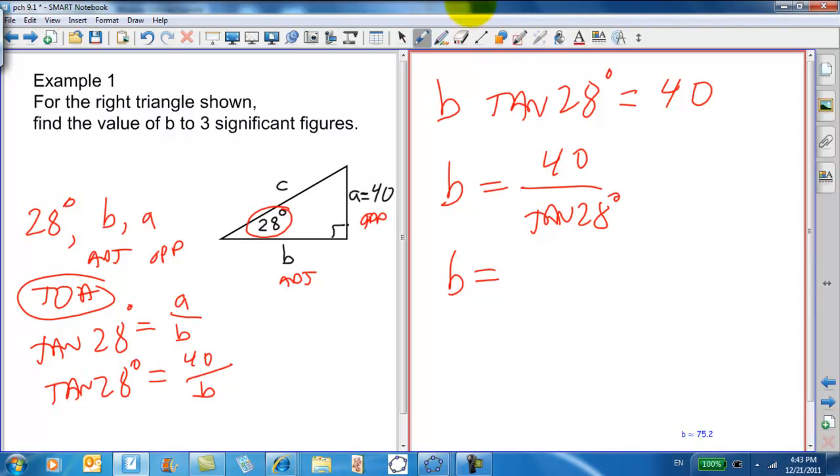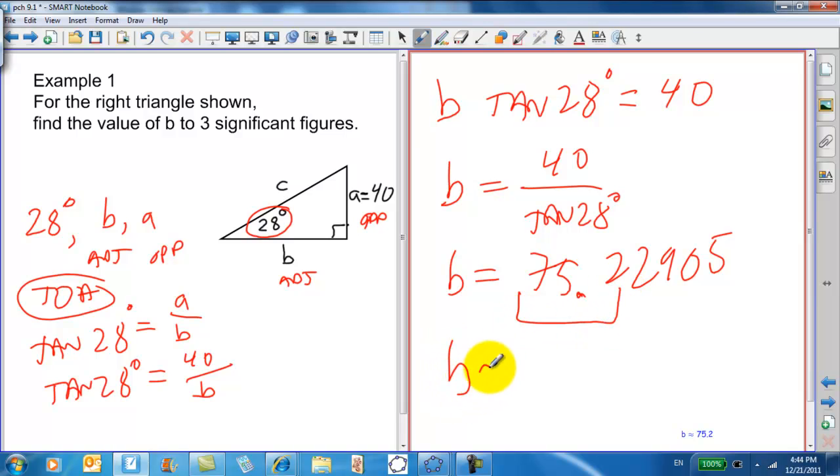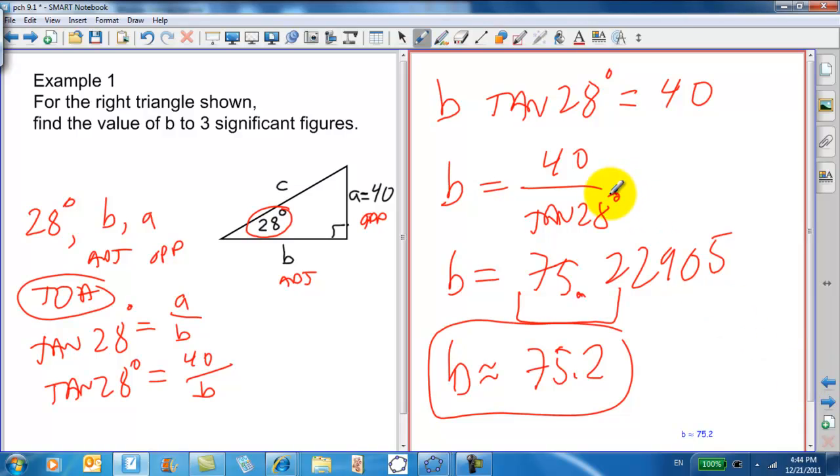Let's check this on our calculator. And I get 75.22905. It asks for three significant figures, so basically we can just say 75.2. That checks with the book answer. Now, I find it handy to keep everything in degree mode, and I can just use the little degree symbol, which is hiding above the vertical bar to the left of the 7.